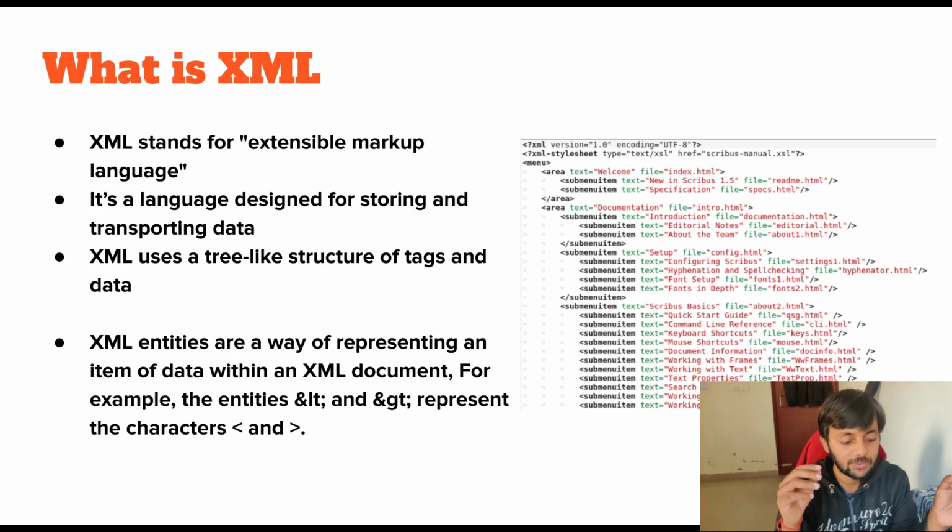So the next thing is XML entities. These are a way of representing an item of data. For example, the entities &lt; and &gt; represent the characters less than and greater than. It's similar to what you would have seen in URL encoding or HTML encoding, where these get encoded. So XML entities are similar to that.